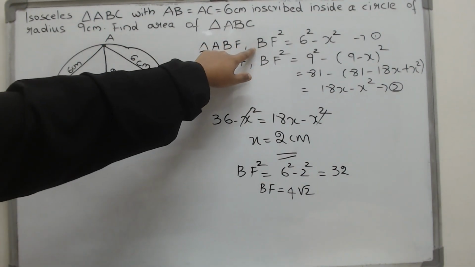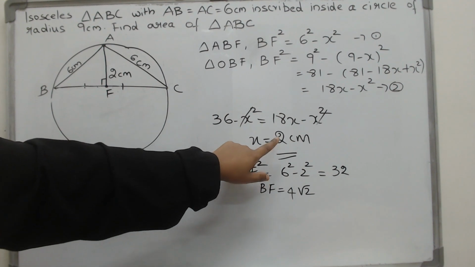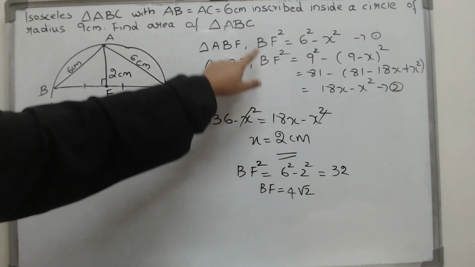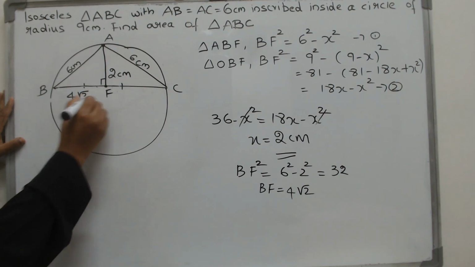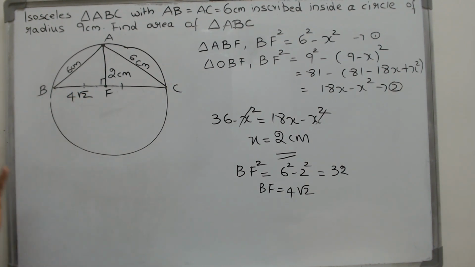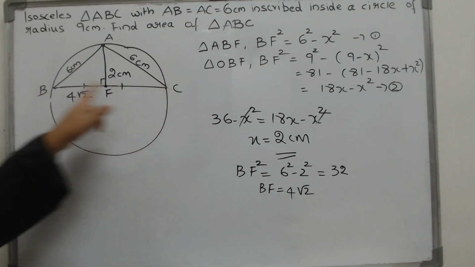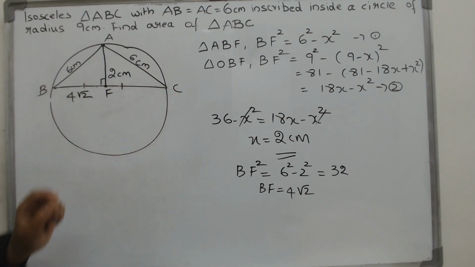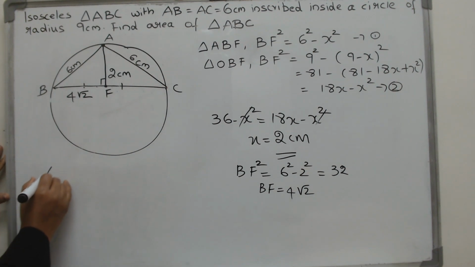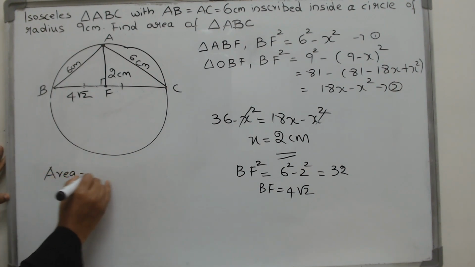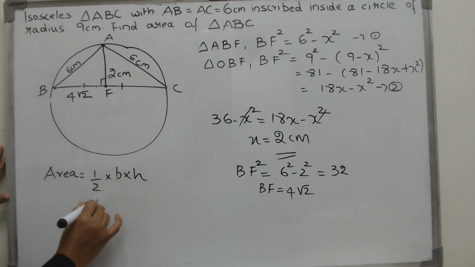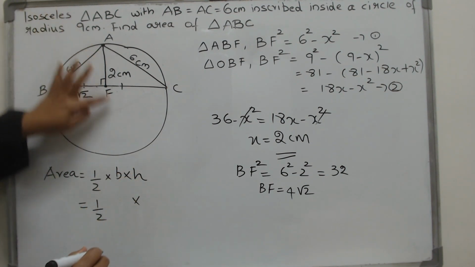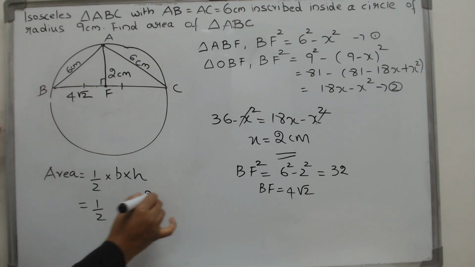Now here when we substitute the value of x is equal to 2, what do we get? We get BF is 4 root 2, but BF is not what we need. The base is the whole of BC, which is what? 2 times BF. So what is your area? Your area is half into base into altitude. Now what do you know the altitude is? We found that it is 2 centimeters.